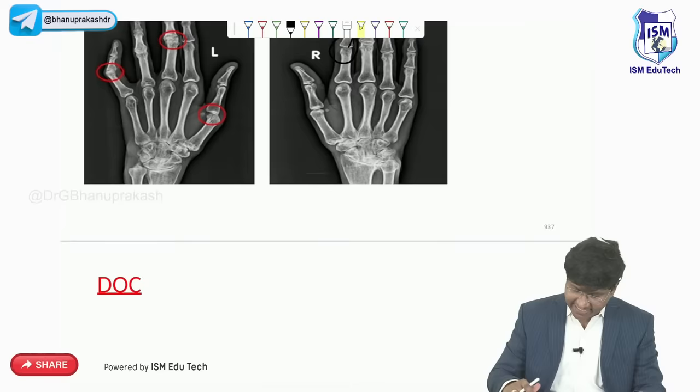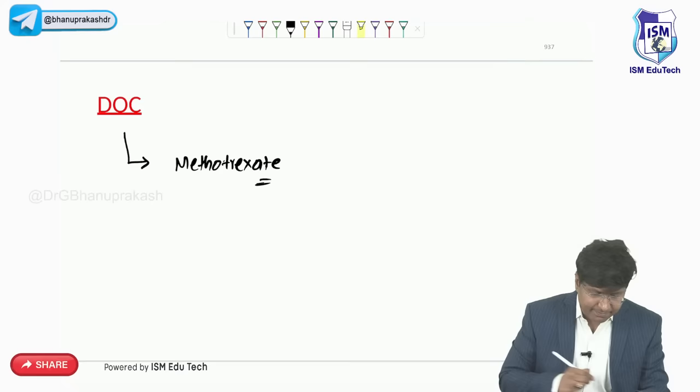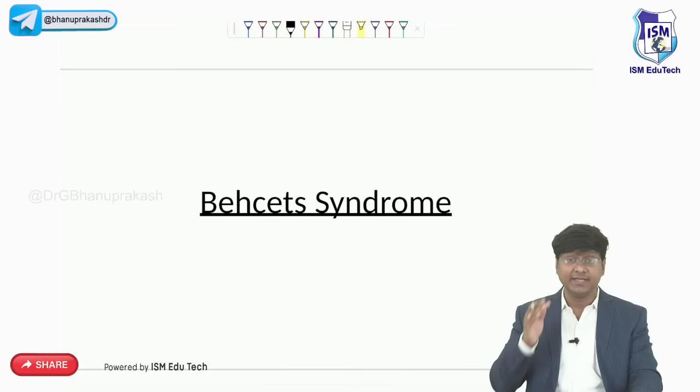And finally, you should know what is the drug of choice for rheumatoid arthritis. That will be methotrexate. Right? Methotrexate will be the drug of choice. So, that is about your rheumatoid arthritis. The next important connective tissue disorder will be Behçet's syndrome.